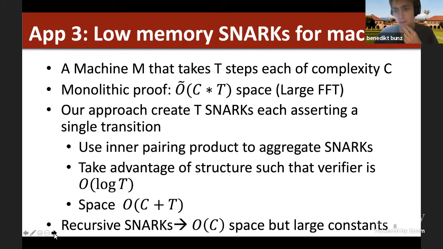We further extended the protocol to enable low memory proofs, low memory SNARKs for machines. Say you have a machine that takes T steps of complexity C, and you want to prove that the machine evaluated correctly, that it did the computation of T steps correctly. If you naively do a monolithic proof, then this takes O tilde of C times T space. So it takes quite a lot of space.